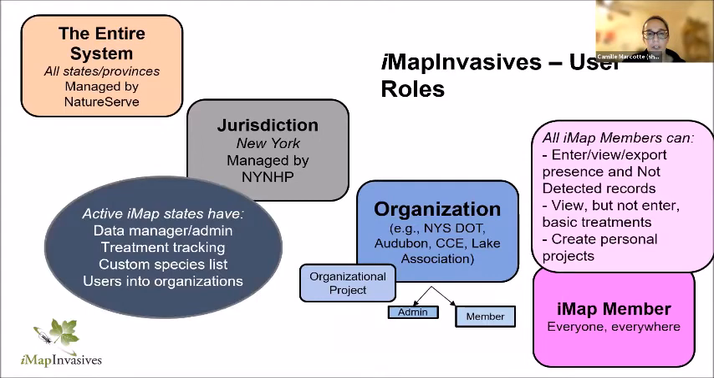So there's a couple different roles. There's the whole system, which is managed by NatureServe, which runs the whole software. Then there's a jurisdiction. So in New York, our jurisdiction is managed by the New York Natural Heritage Program. They're the ones you would reach out to if you had any issues with iMap, and they're all super great. The organization, if you are part of a land trust, you might be able to access the organization feature.